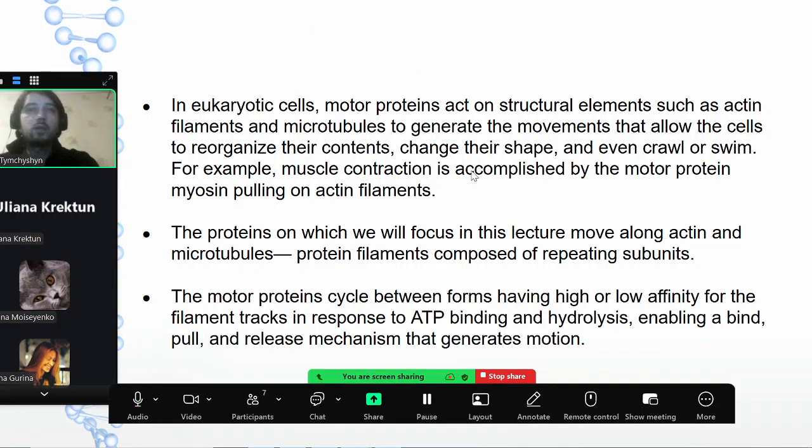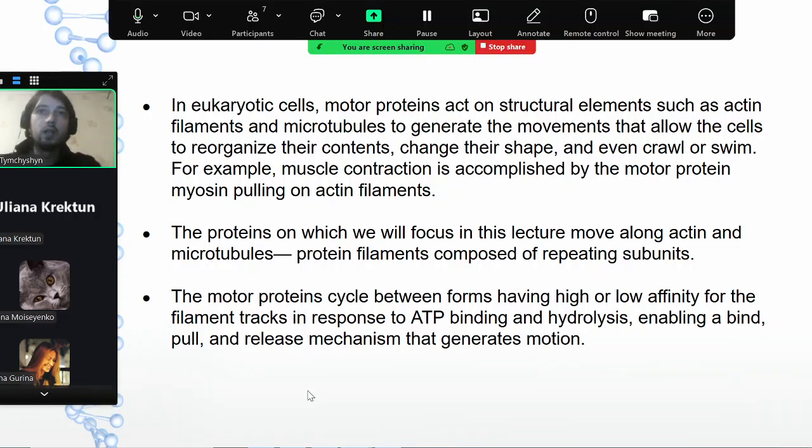Good. But before we get to that, just a small reminder that in eukaryotic cells we have different motor proteins that may act on structural elements such as actin filaments or microtubules and generate movement that allows cells to reorganize their content, change their shape, and even crawl or swim. So if you have ever seen videos with macrophages or something like that, they look pretty cool.